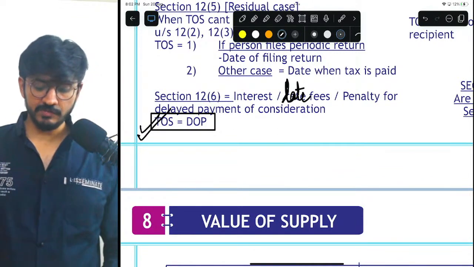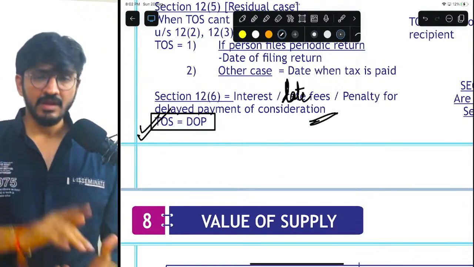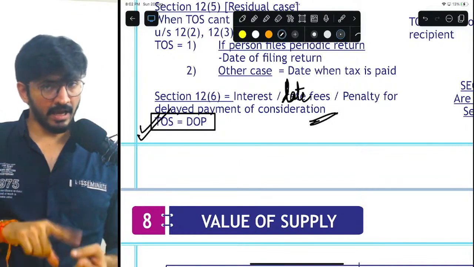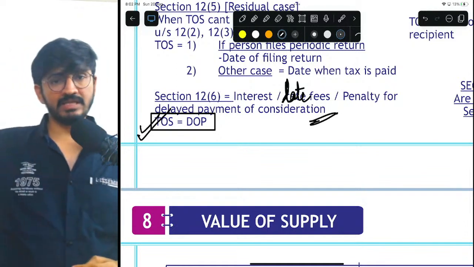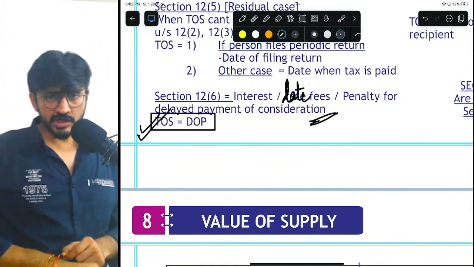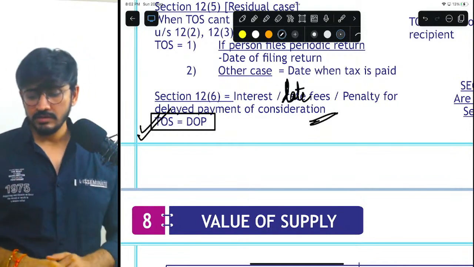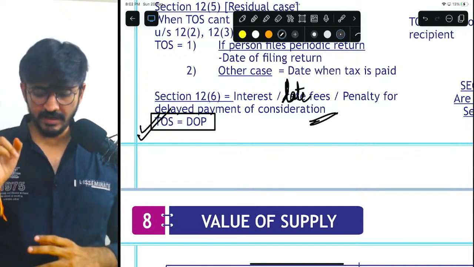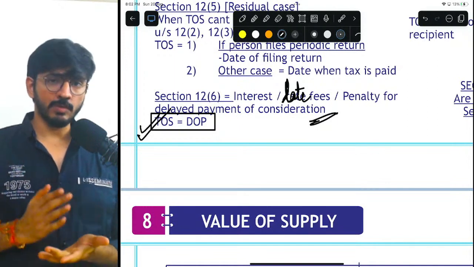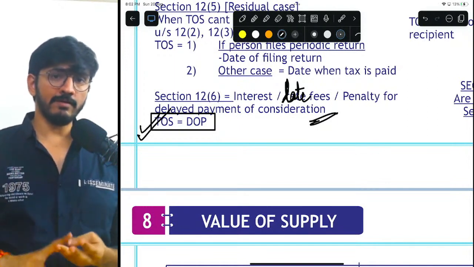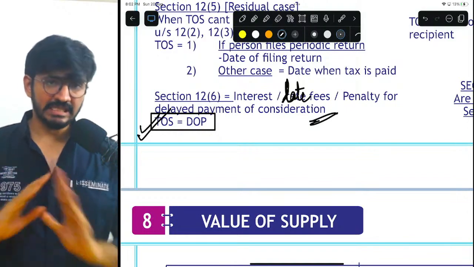So basically, what this means is that whenever I receive interest, late fee, or penalty, I will consider that day as the time of supply, and on the 20th of the next month I will pay the tax. Make sure that is very clear. So we are done with section 12, where we have covered 12.2, 12.3, 12.4, 12.5, 12.6.